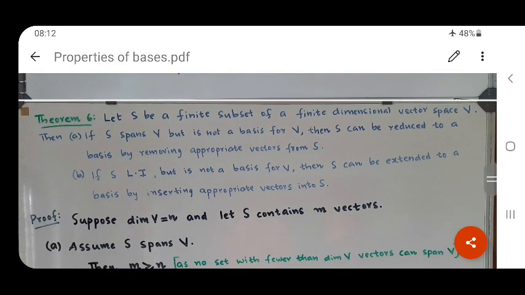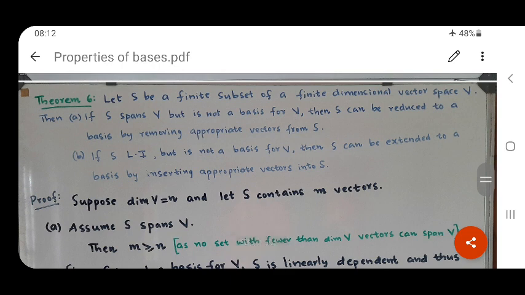Theorem 6 is, let S be a finite subset of a finite dimensional vector space V. Then if S spans V and is not a basis for V, then you can reduce S to a basis by removing some appropriate vectors from S. And if S is linearly independent but not a basis, then it can be extended to a basis by inserting certain appropriate vectors into S.